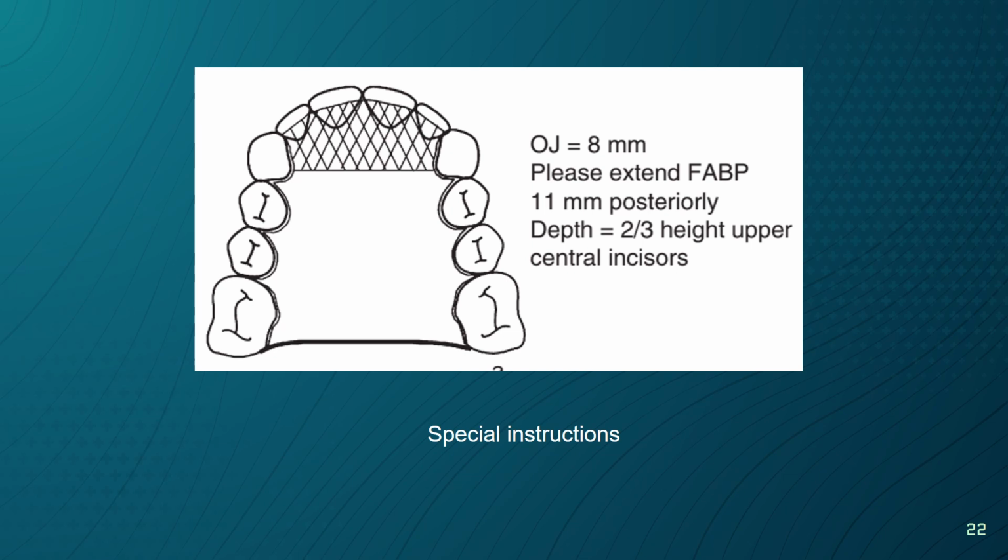Now, why is this important? If this overjet is not stated in the lab instruction sheet, the technician may only extend the anterior bite plane 6 millimeters posteriorly, in which case, when it is worn in the mouth, the lower incisors will not occlude on the anterior bite plane, meaning the anterior bite plane will not be effective.